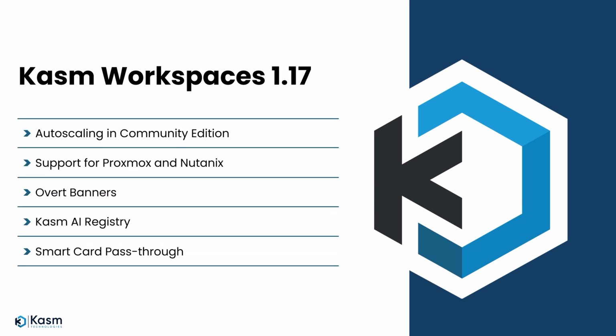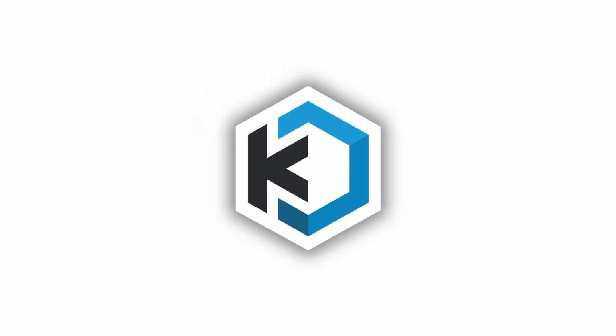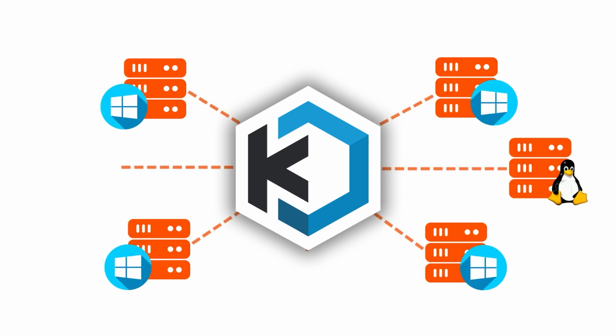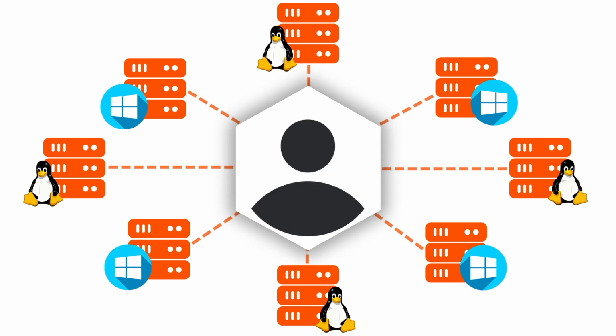Kasm Workspaces 1.17 has been released, and as always, it's packed with new features, enhancements, and important bug fixes. The highlight of this release is that Autoscaling is now available in the Community Edition. Autoscaling is a feature in Kasm that allows you to dynamically provision both Linux-based Kasm Docker agents and Windows VMs based on real-time user demand.